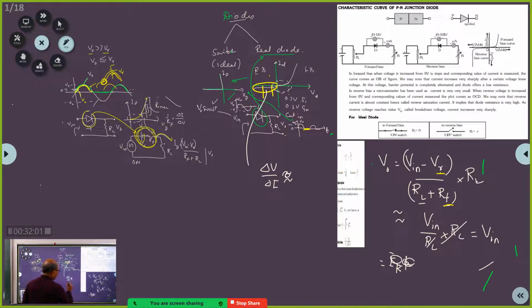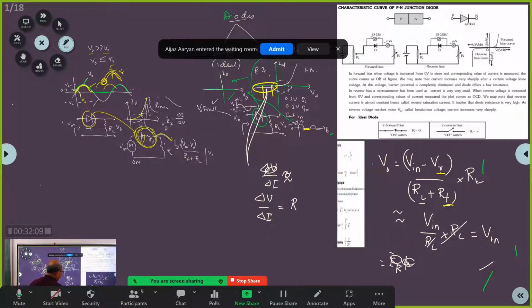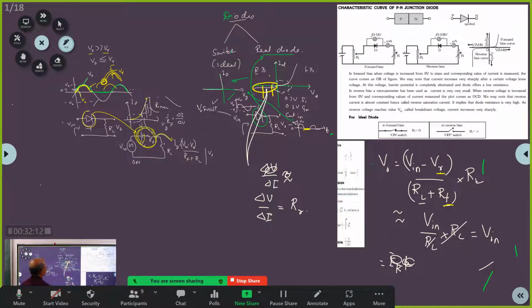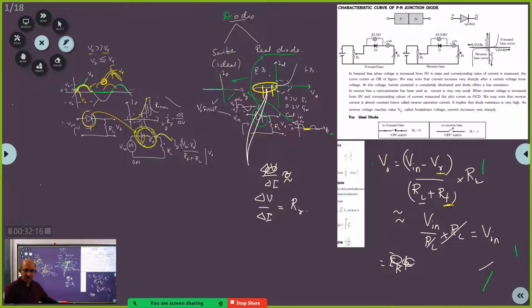So in this range, delta V by delta I will give rise to what? RR, that is the reverse saturation resistance. This value is very, very large. Hello, are you with me? Yes, sir. So when the diode is off, then you have got V in.